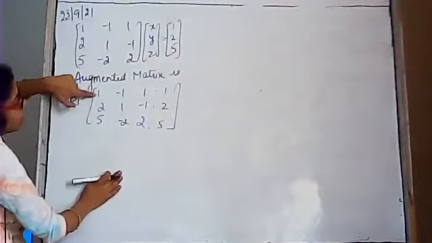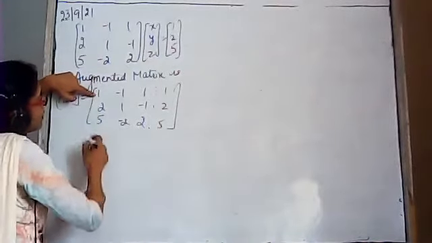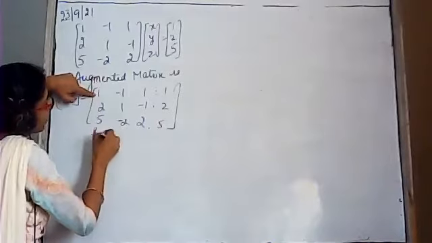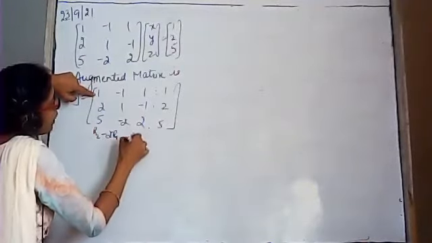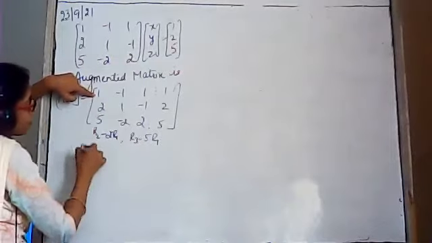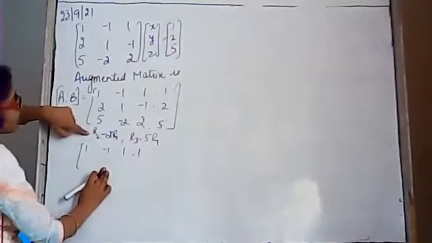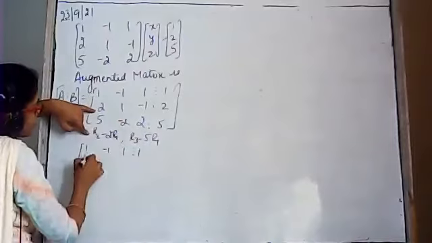First of all, this element is already 1. We are to make these two elements 0 using row number 1, that is, R2 minus 2R1 and R3 minus 5R1. The first row will remain as it is: 1 minus 1 1 and 1. R2 minus 2R1: 2 minus 2 is 0.